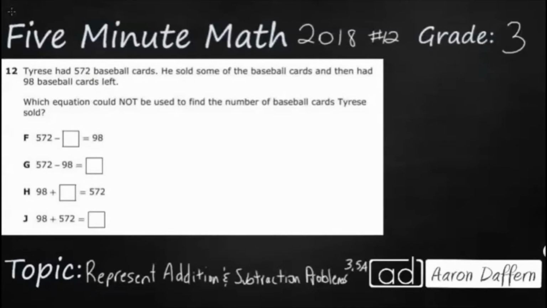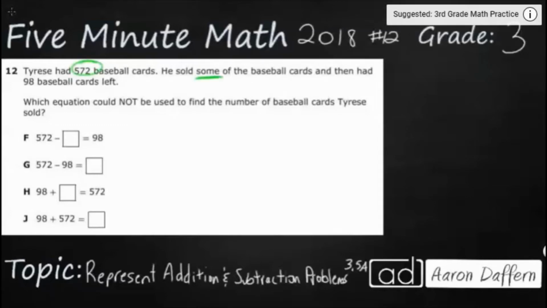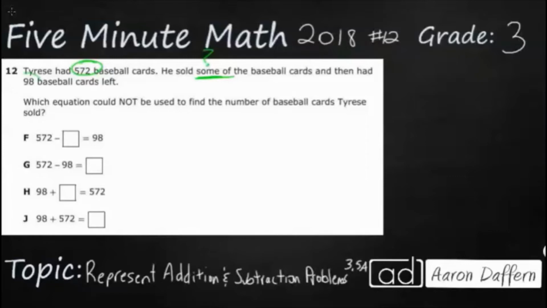So we have Tyrese. He's got 572 baseball cards. That's quite a few. He sold some. So we don't know how many he sold. We don't know what the change is, but we do know the result. He had 98 left. Here's the tricky thing. Which equation could not be used to find the number of baseball cards? So that means 3 of these are actually going to work.